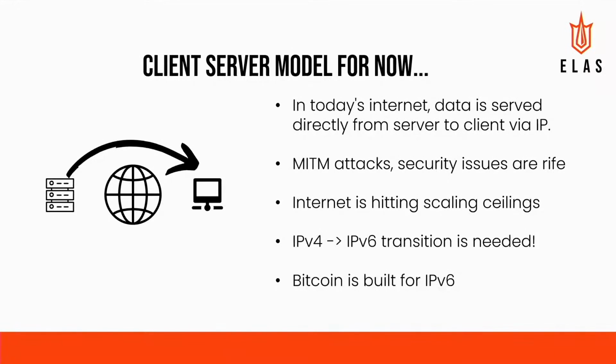This has a lot of problems. We see man-in-the-middle attacks, security issues, DDoS attacks. We're actually hitting a lot of scale ceilings in internet infrastructure. Some of those will be resolved as we transition from IPv4 to IPv6. But really, I think there are some issues we won't solve until we actually do away with this model. And part of that is the transition to IPv6. And it's important to understand Bitcoin really is built to use IPv6.